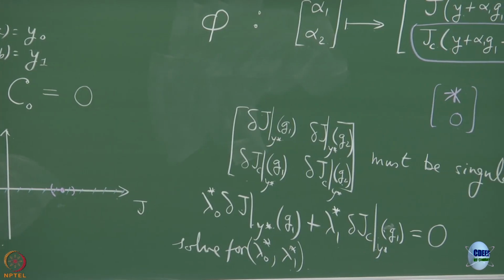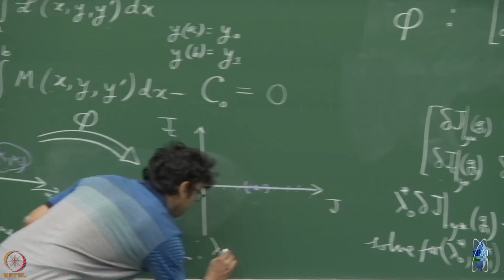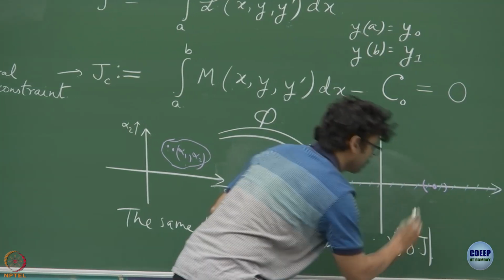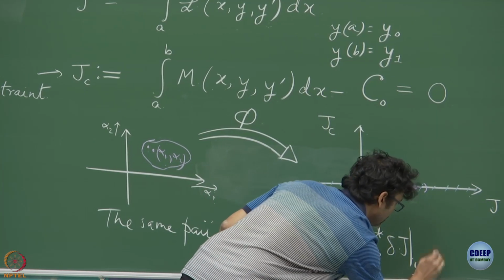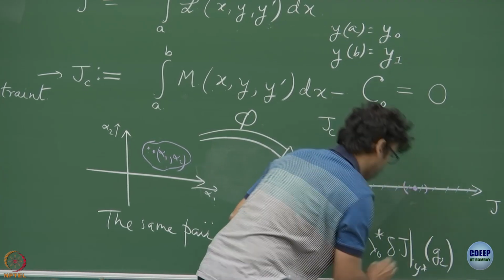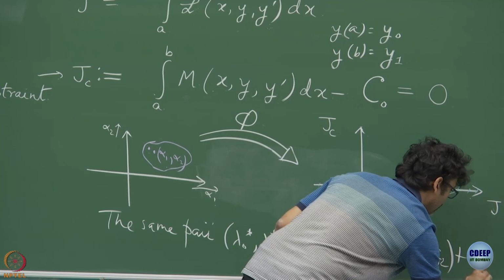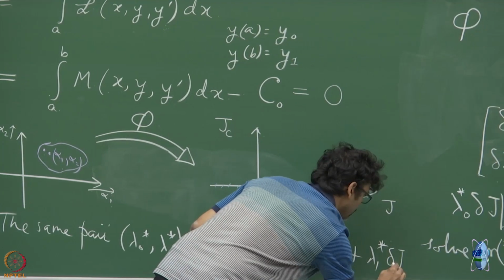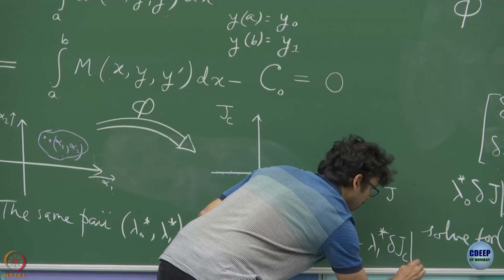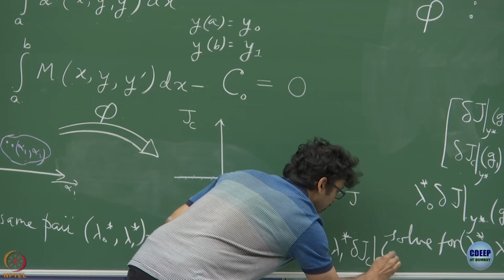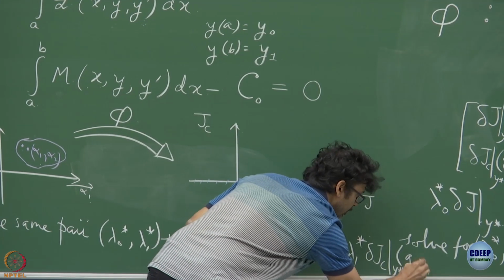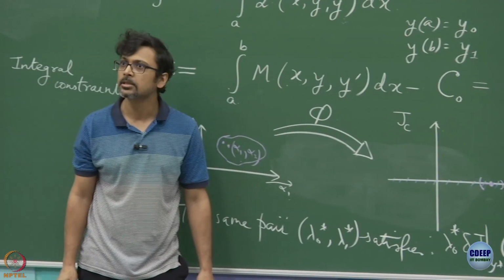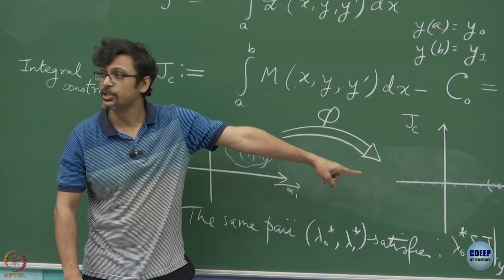Yes? So, lambda 0 star, first variation of this with respect to g2, plus lambda 1 star, first variation of Jc at y star along the direction of g2, is equal to 0. And I am saying my proof is done because the choice of g2 is arbitrary.